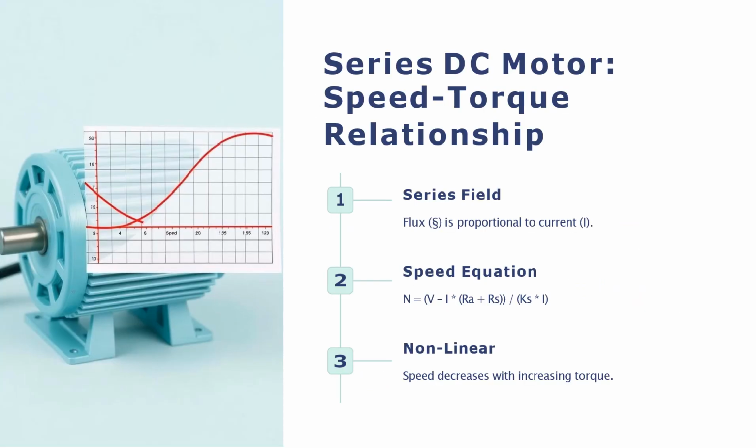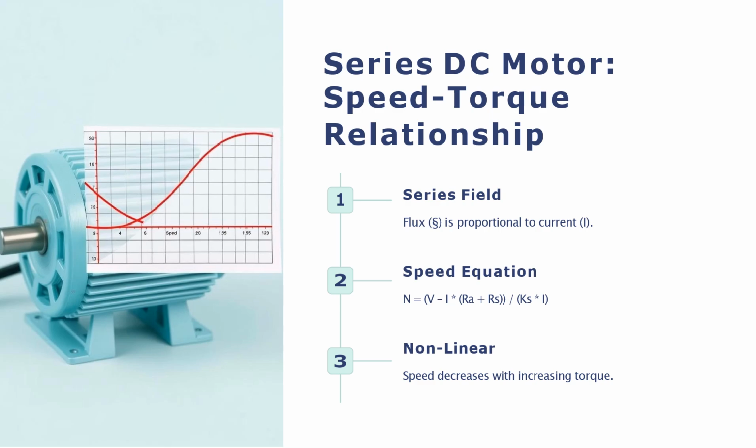Now the next slide deals with the speed torque relationship. In a series motor, the flux phi is proportional to the current I. This results in a non-linear speed torque relationship. As the load increases, you can see the current increases, which in turn increases the flux. This causes the speed to drop significantly as the torque increases.